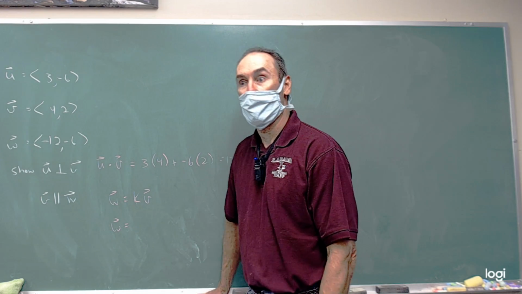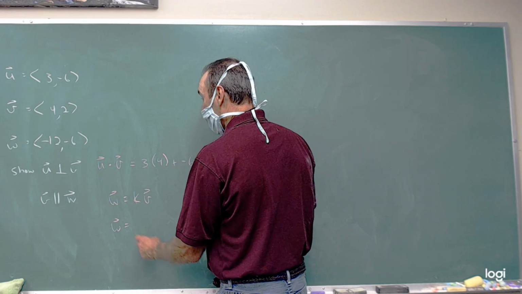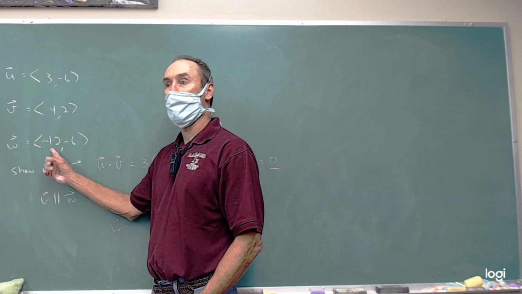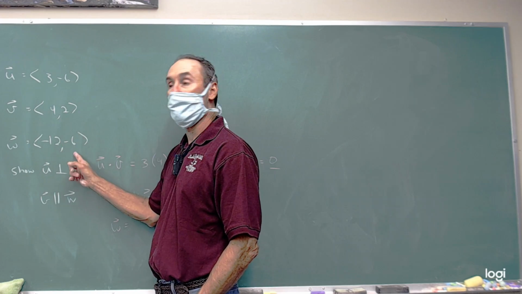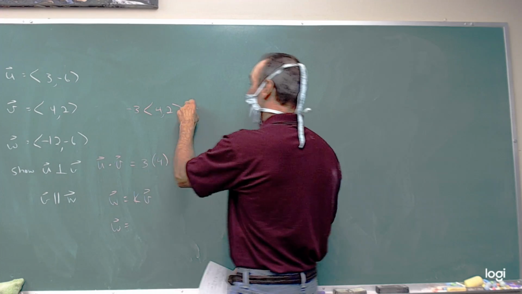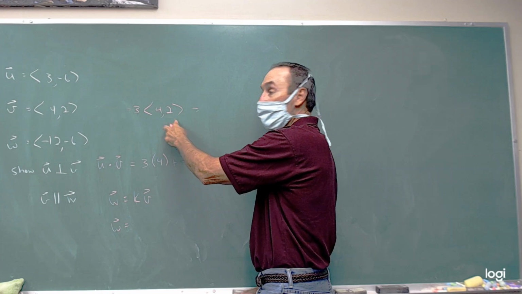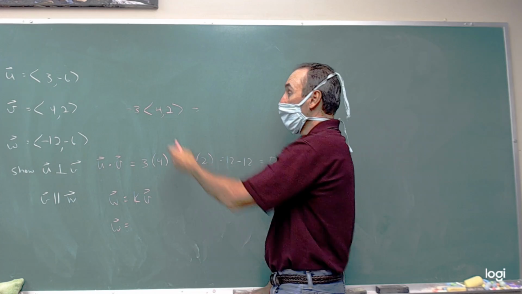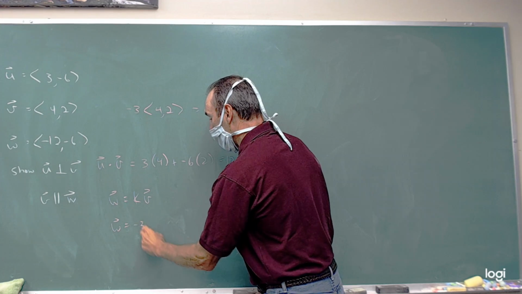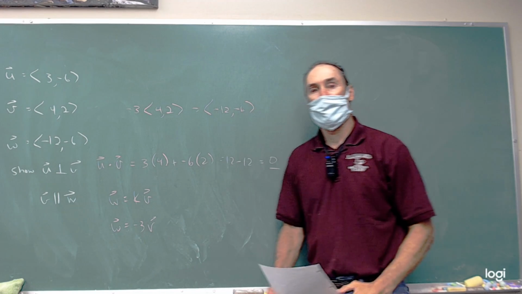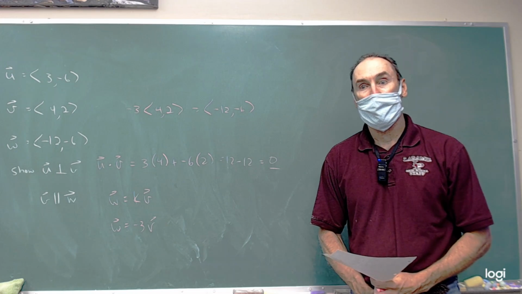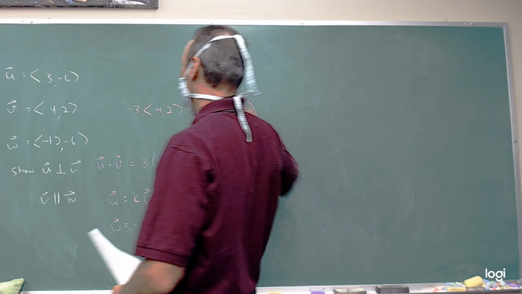So just look at the extras. What do you multiply 4 by to get negative 12? Negative 3. And negative 3 times 2 is negative 6. Maybe we didn't talk about this. A scalar times a vector, you just multiply the components by that scalar. So negative 3 times 4, 2 is negative 12, negative 6. So we've seen that w is in fact a multiple of v, therefore w and v are parallel. Is that okay?